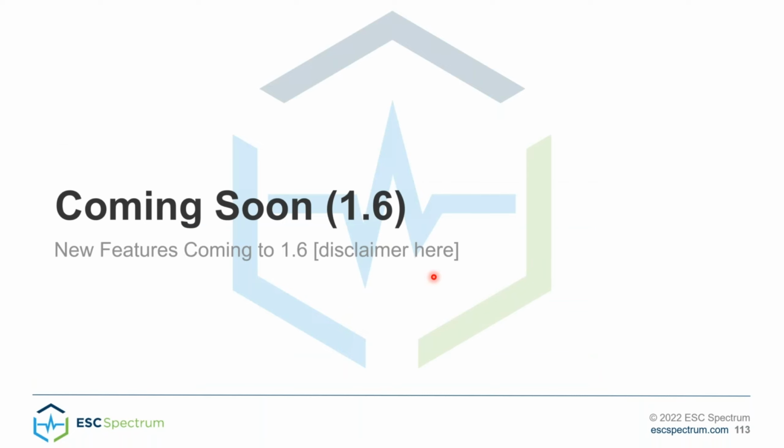Wanted to go over a little bit of 1.6 stuff, new features that will be coming to 1.6. Usual disclaimers here. Some of this may change by the time it makes it to 1.6. Priorities may change, requests may change, things like that. But to kind of give you an idea of what may be coming down the pipe.